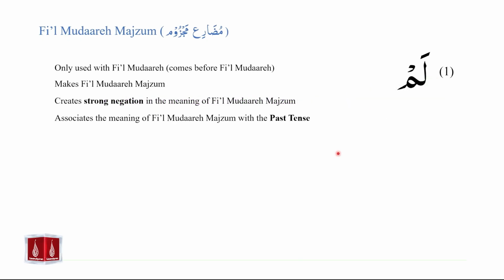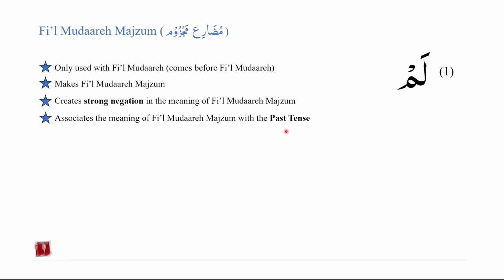The first harf that comes before fi'il mudare and makes fi'il mudare majzoom is lam. Please note the following. First of all, lam is only used with fi'il mudare. It comes before fi'il mudare. Secondly, lam makes fi'il mudare majzoom. Lam creates strong negation in the meaning of fi'il mudare majzoom. And finally, lam associates the meaning of fi'il mudare majzoom with the past tense.